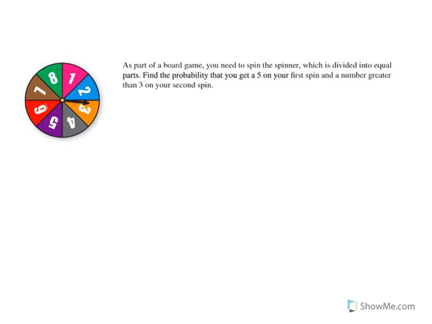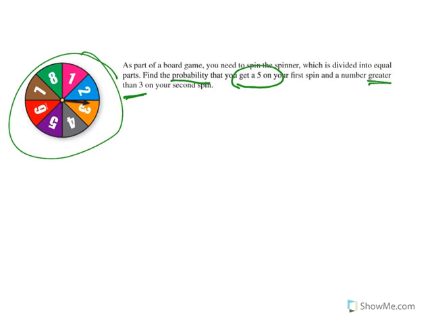So we have this spinner here, pretty spinner, 1 through 8. We want to find the probability that you get a 5 on your first spin and any number bigger than 3 on your second spin. So let's just talk about that first spin. We're going to spin it, and what's the probability that you're going to get a 5?